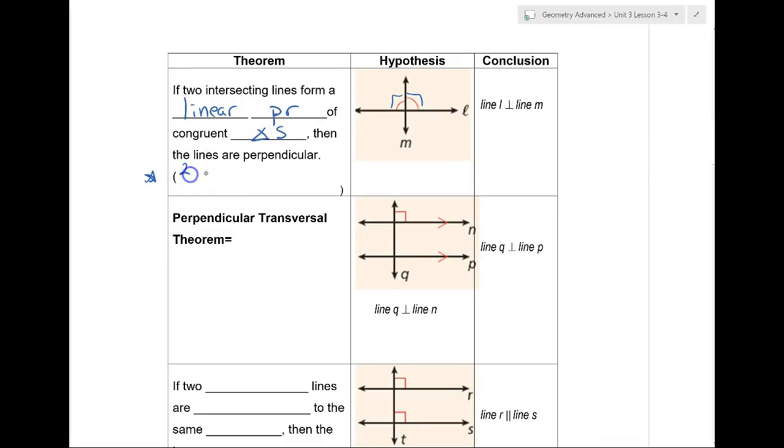It's not that great, it doesn't really help too much, but it says if 2 intersecting lines form a linear pair of congruent angles, and you can just use symbols, then lines are perpendicular. Just a slight abbreviation. I don't know if that really would help. To me, the longer version might be helpful, but it gives us a way of doing that. This one to me, you could show this algebraically pretty easy.